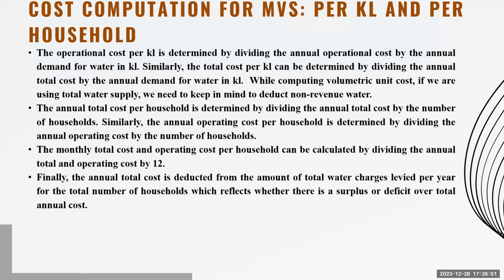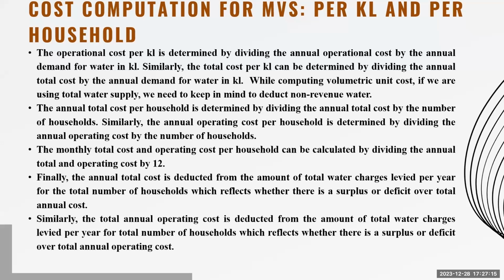So the annual cost, again, as we said, is deducted from the amount of total water charges levied per year for the total number of households, which reflects whether there is a surplus or a deficit over the total cost. One can also calculate the extent of surplus and deficit.